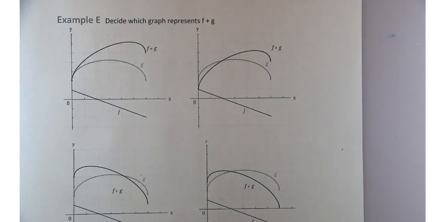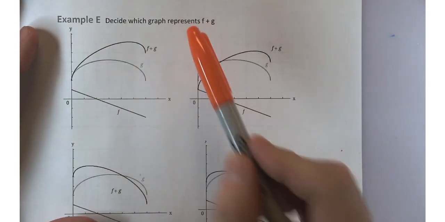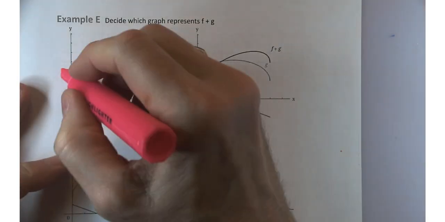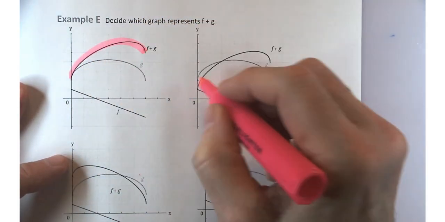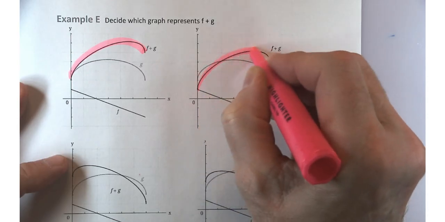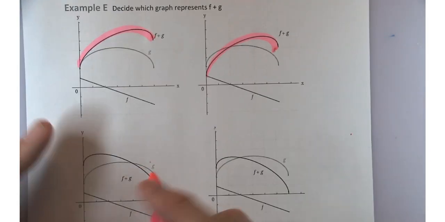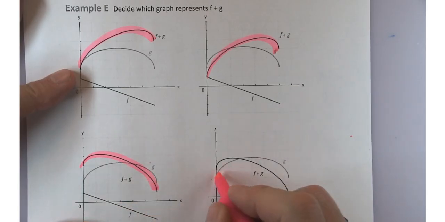It says decide which graph represents f plus g. Well, here's your graph of f. The graph of f is the same in all these. Graph of g. Oh, actually, you know what? f plus g is... All right, this is f plus g, f plus g, f plus g. Sorry, I'm doing f plus g, not f. There. And here.